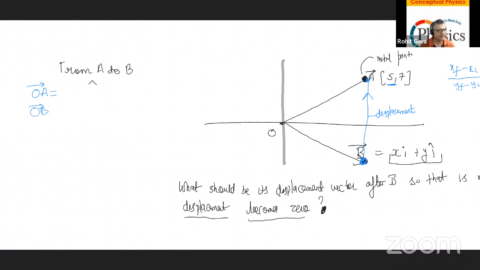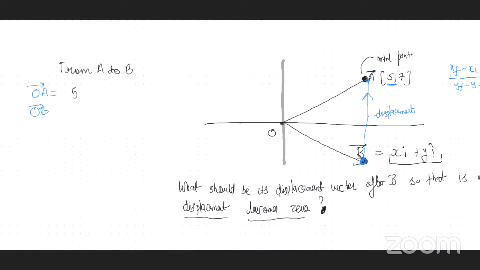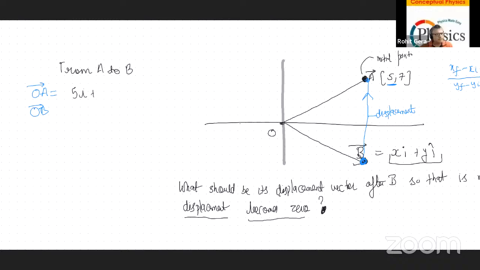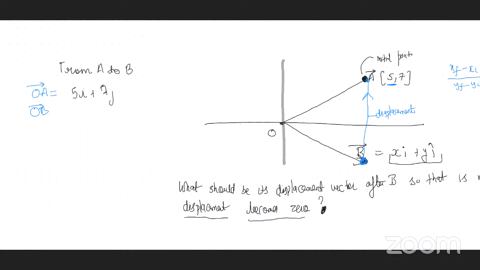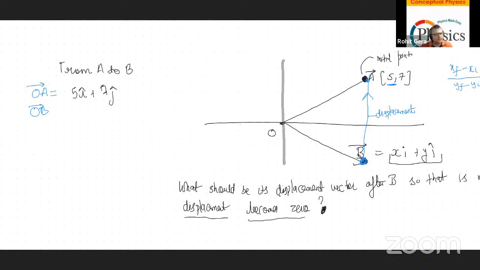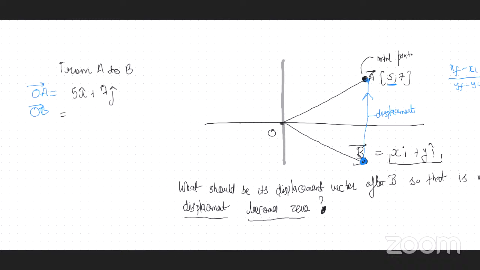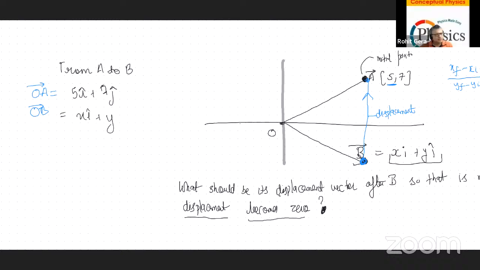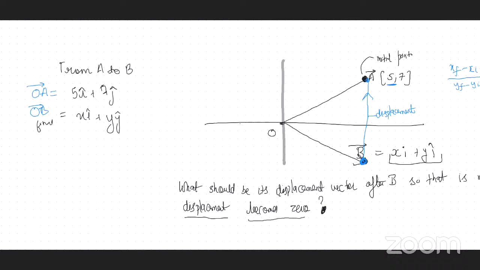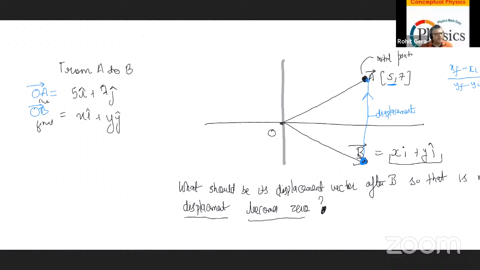First write the position. What was the initial position? OA. Where have you written it? 5i plus 7j. Correct. And OB is your final, right? Agreed. What is your displacement from A to B? It should be subtracted: final minus initial.